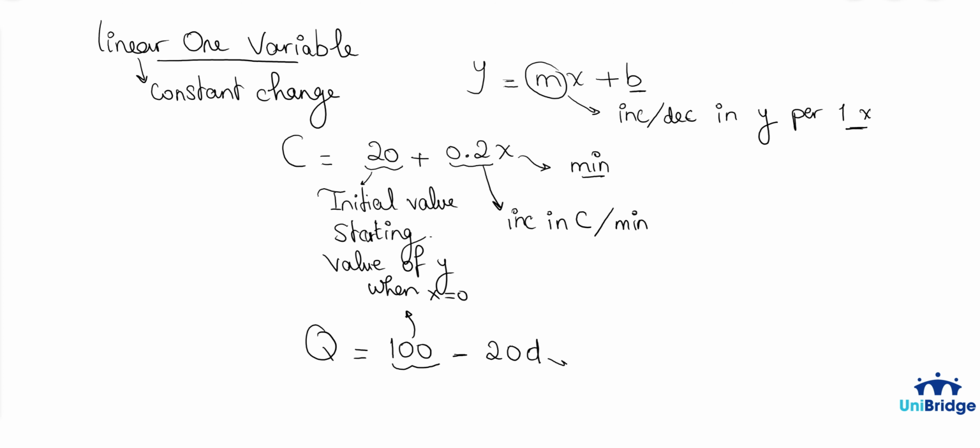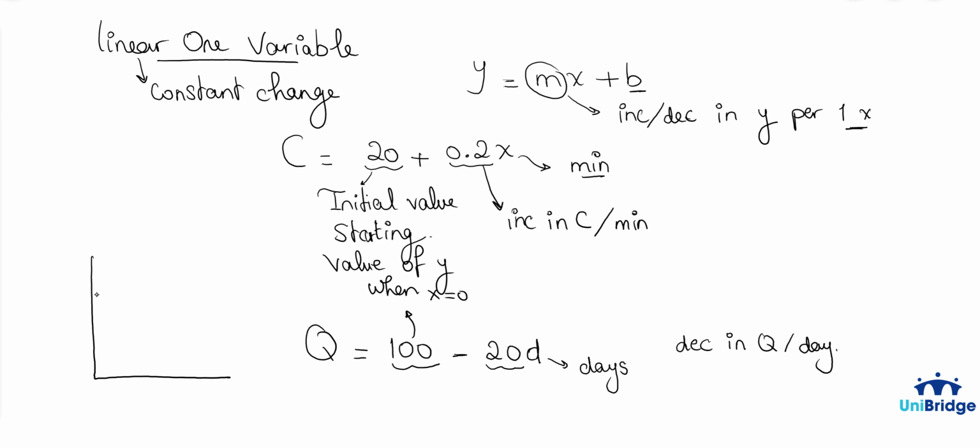The variable here is the number of days, and the number written beside the variable, the slope, we said always represents the increase or decrease in y per x. So this is the decrease in questions per day, or in other words, the number of questions you solve per day.